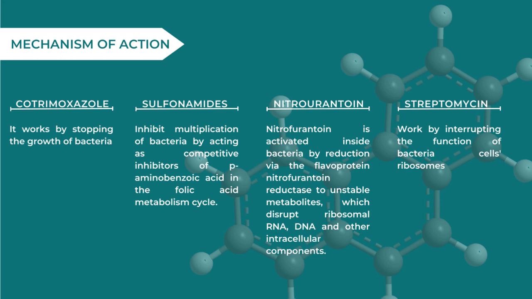First is the sulfonamides. The sulfonamides inhibit multiplication of bacteria by acting as competitive inhibitors of p-aminobenzoic acid in the folic acid metabolism cycle. Most sulfonamides are readily absorbed orally. Next is the cotrimoxazole. It works by stopping the growth of bacteria.